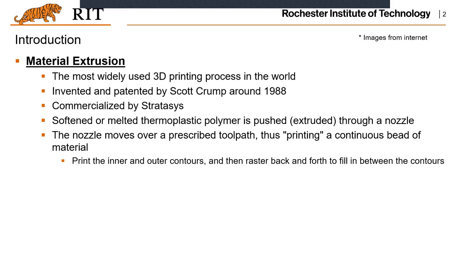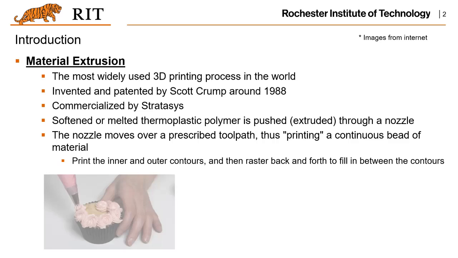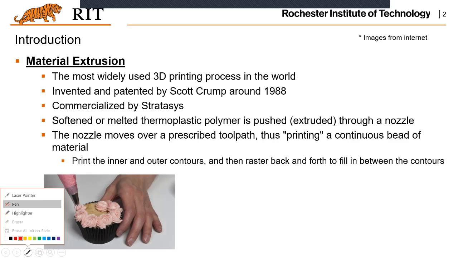So what this process does is it first softens the thermoplastic material and then extrudes that material onto the substrate. And then once one layer is built, another layer is added on, and so on and so forth. So that's how material extrusion looks. It's somehow like making a cake, right? It's very similar.